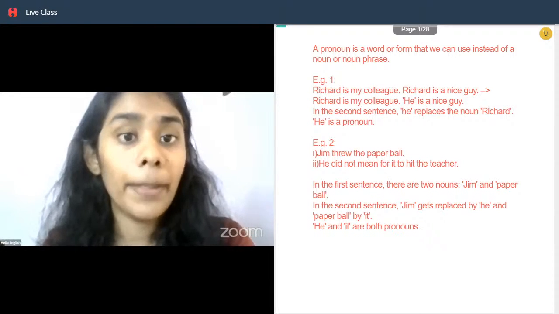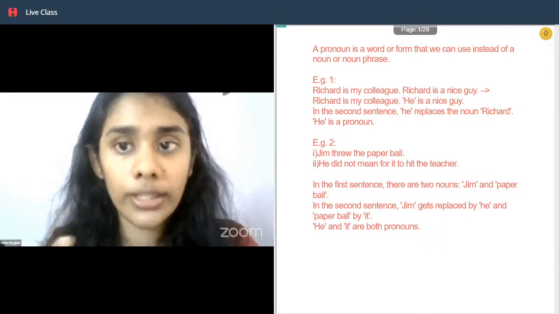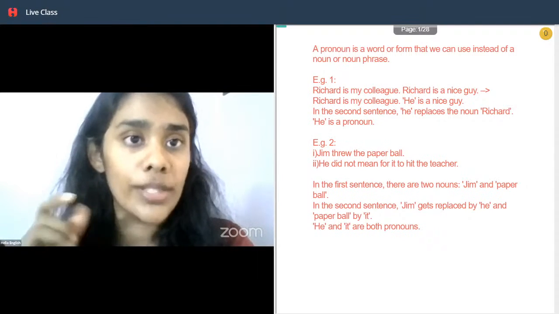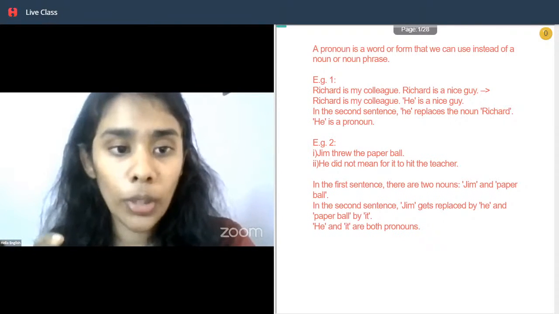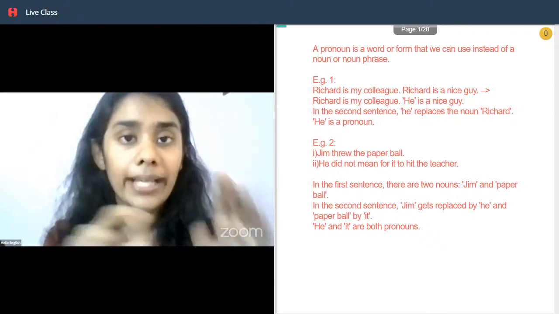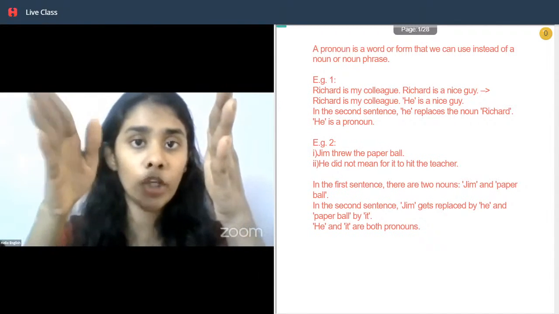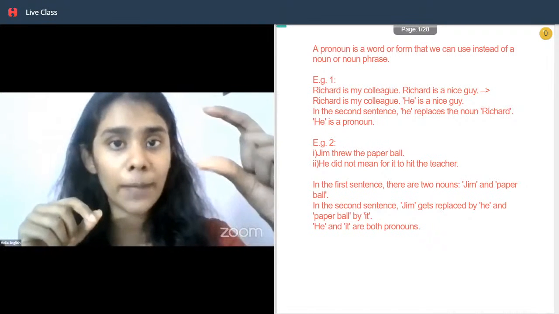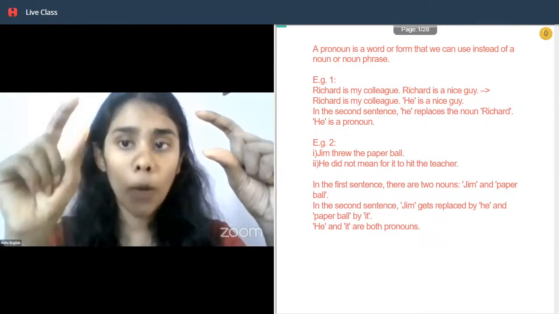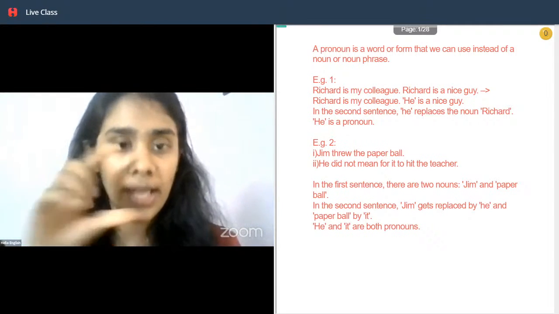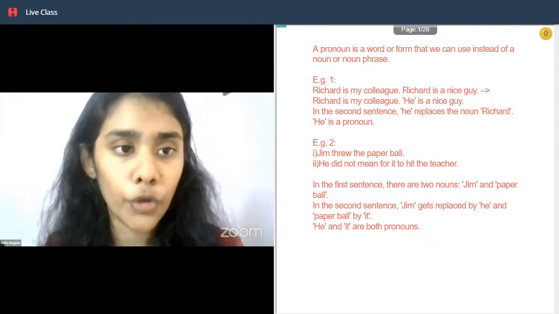Understood? So maybe now you can just quickly note down, write down subject pronouns. I'll give it to you in simple words. Make a table like this: write down subject pronouns and object pronouns side by side, one column for subject pronoun and another column for object pronoun. I'll give you an easy format so that you don't get confused.